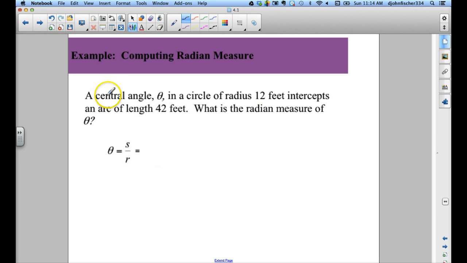So let's look at one. The central angle theta in a circle whose radius is 12 feet intercepts an arc of length 42 feet. What is the radian measure? So the arc length is 42 and the radius is 12, so we're going to divide that out, and I get 3.5 radians. Now you could put RAD. There's really no symbol for that, but usually, if they don't have a symbol and they represent an angle, like 3.5, they know it's in radians.